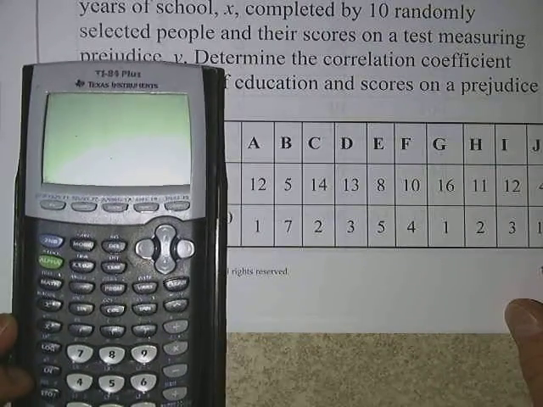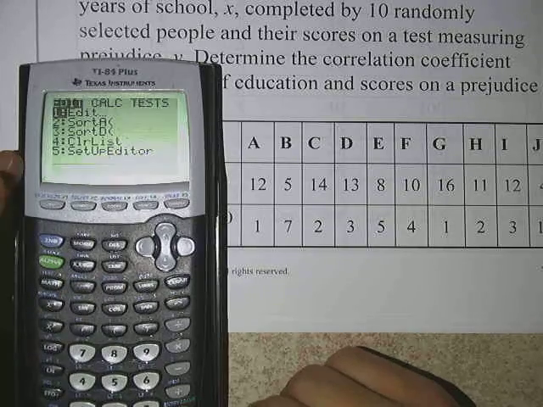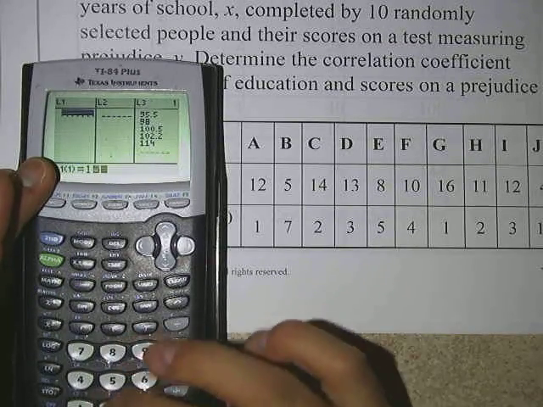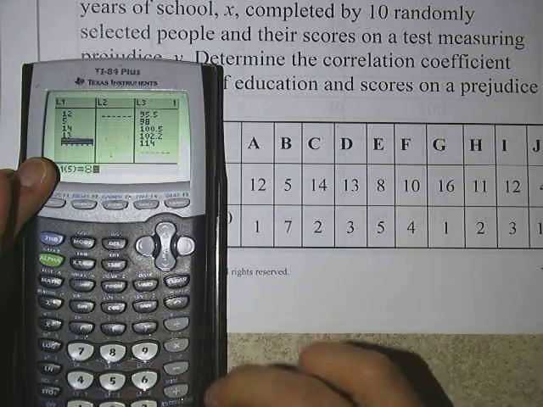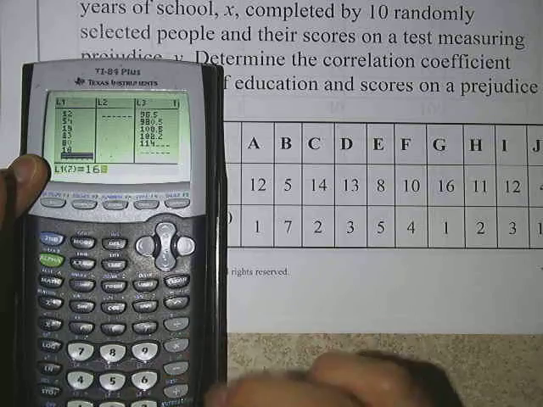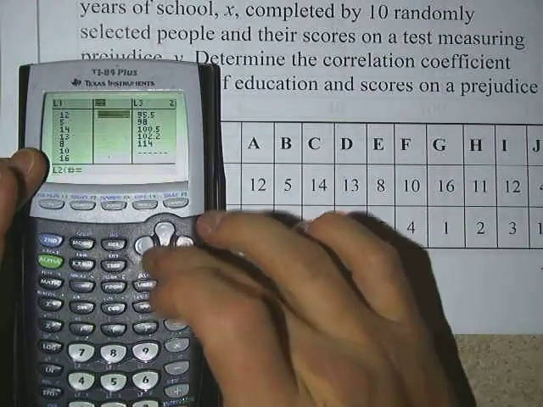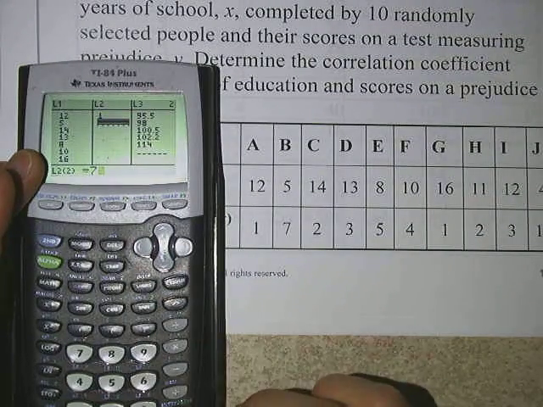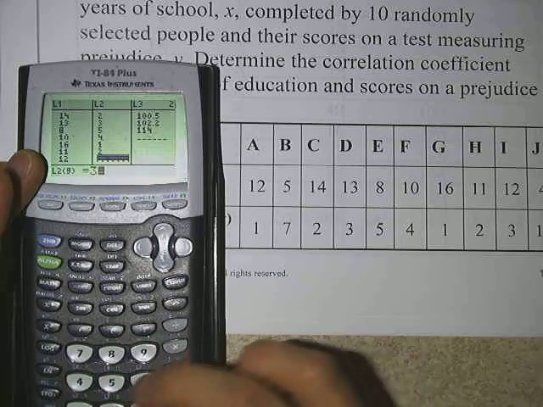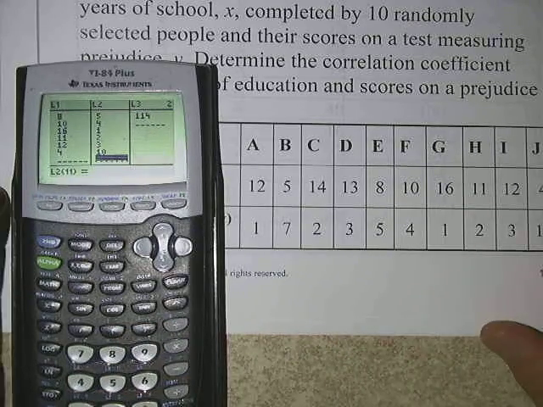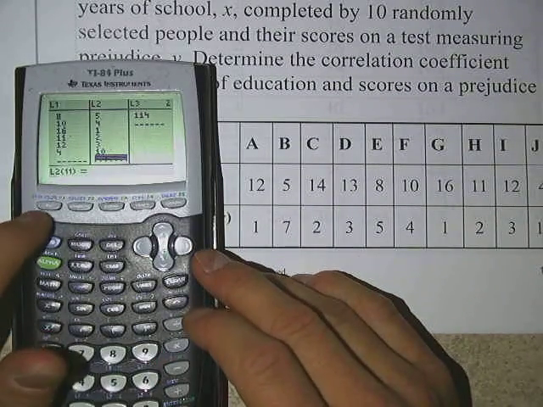So let's take a look at the data that we're given here. We have years of education, scores on the prejudice test. Same data that we looked at earlier in graph form. I'm going to go ahead and turn my calculator on. I'm going to hit stat, which is right here, edit, and then I'm going to put this data in there. So I have 12, 5, 14, 13, 8, 10, 16, 11, 12, and 4. And then over here on this list, I'm going to put my y coordinates, if you will. 7, 3, and 5, and 4, and 1, and 2, and 3, and 10.